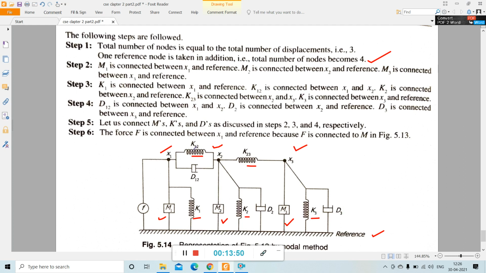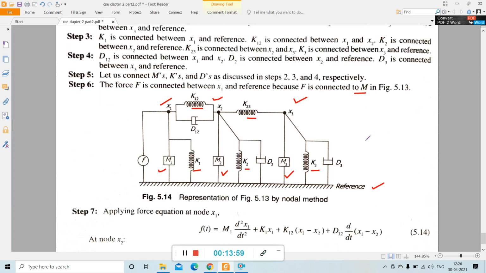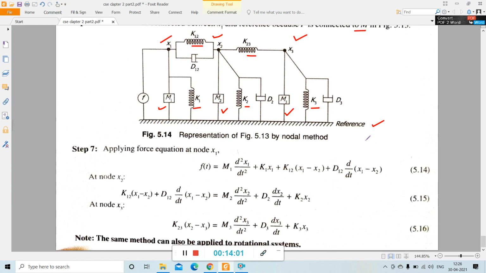The force is connected between x1 and reference because F is connected to M1. Clear? By applying the force equation at node 1, F(t) is equal to M1 d square x1 by dt square plus K1 x1 plus K12 (x1 minus x2) plus D12 times the derivative of (x1 minus x2).